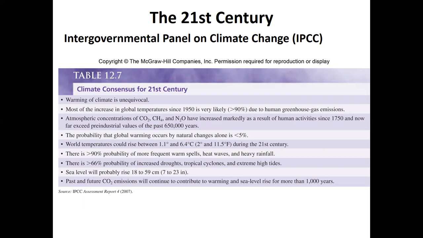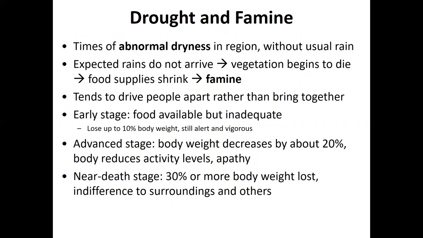There is a greater than 90% probability of more frequent warm spells, heat waves, and heavy rainfall. And there is a greater than 66% probability of increased droughts, tropical cyclones, and extreme high tides. Sea level will probably rise 18 to 59 centimeters, or 7 to 23 inches. And past and future CO2 emissions will continue to contribute to warming and sea level rise for more than 1,000 years. A lot of these things we are observing, just as the IPCC projected. And so the change in climate is not just the warming, it's the change in precipitation patterns as well.